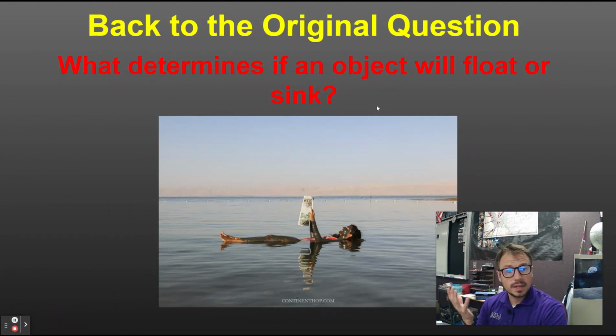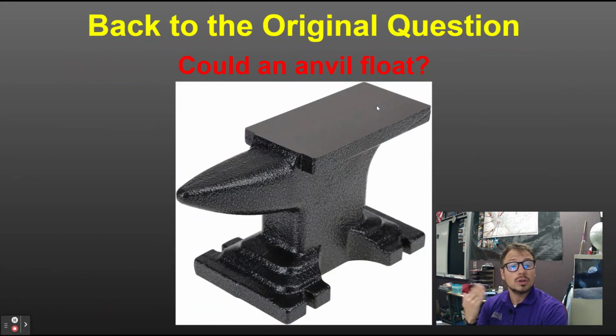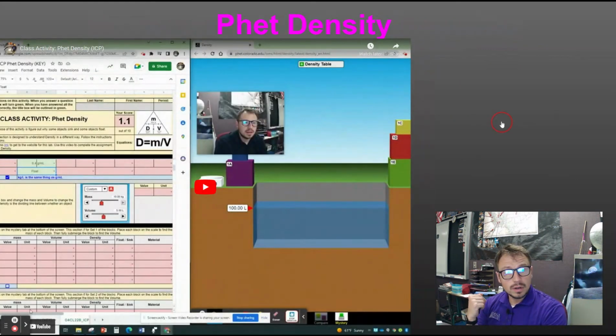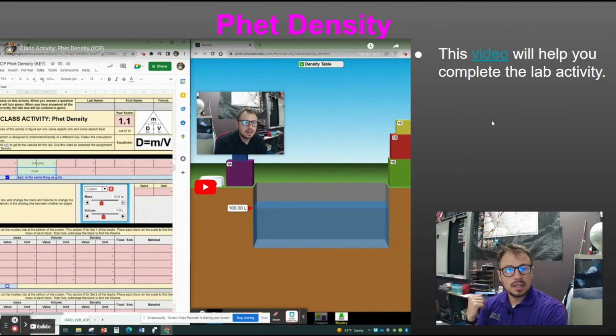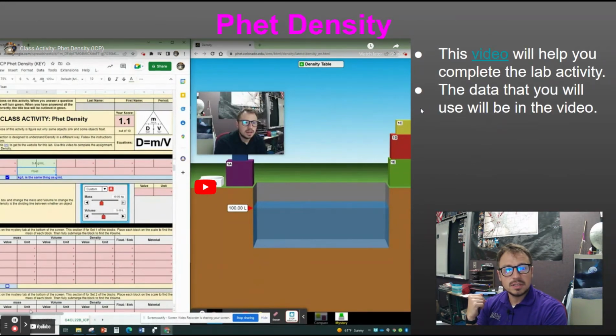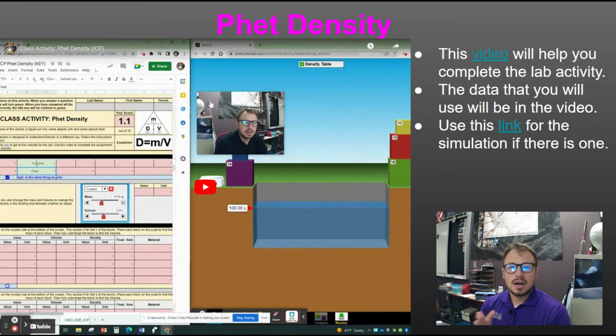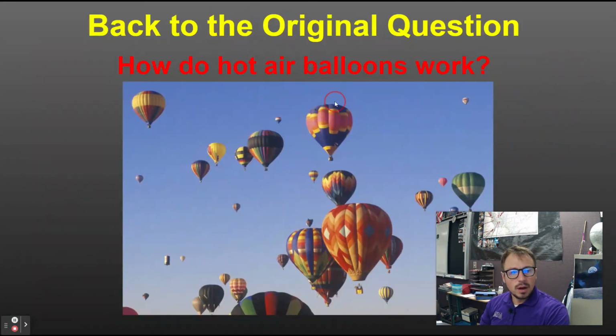Just like that opening activity we did, could an anvil float? In order to answer this, we did the PhET density lab. This is a simulation in which you put different blocks in the volume to find the mass and the volume. This really determines whether an object will float or sink, and how do we know that? So how do hot air balloons work?